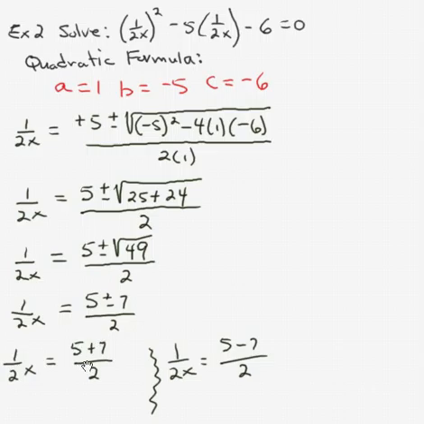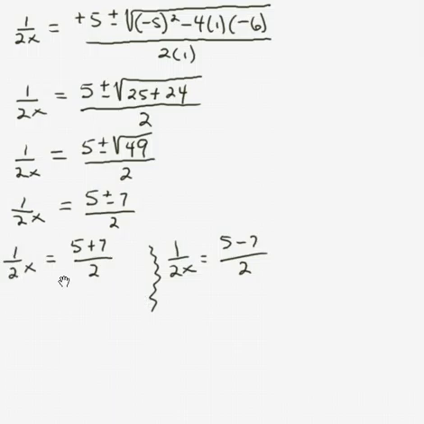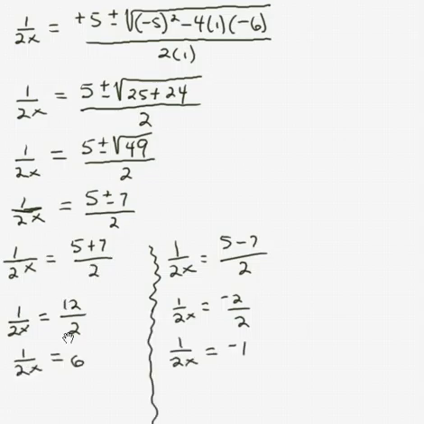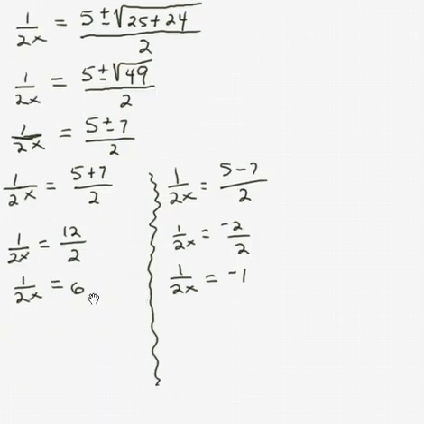We have (5 plus 7) over 2 and (5 minus 7) over 2. But they are not equal to x. They're equal to 1 over 2x. And so to continue simplifying those, 5 plus 7 is 12. 5 minus 7 is negative 2. 12 divided by 2 is 6. Negative 2 divided by 2 is negative 1. But that's not x. That's 1 over 2x.